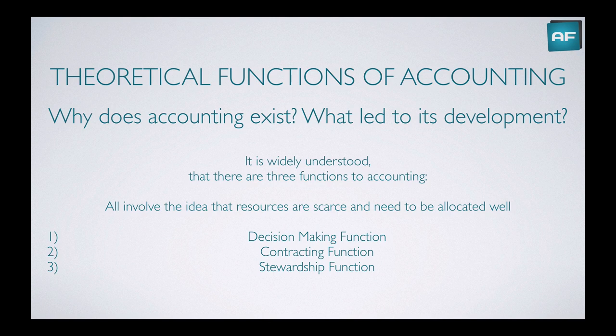We have to remember that all these involve the idea that resources are scarce and need to be allocated well, or efficiently, or optimally, okay? So if we all had as much money as we want and there were infinite resources on the planet, then accountants probably wouldn't exist. So let's embed these three functions based on the idea that we have to make choices between where we spend our money, where we spend our time, and we have to make sure whatever we spend our time and money on, that we do it well. Okay, so taking that on board, now the three functions of accounting are the decision-making function, the contracting function, and the stewardship function. And we're going to go over them each one by one.